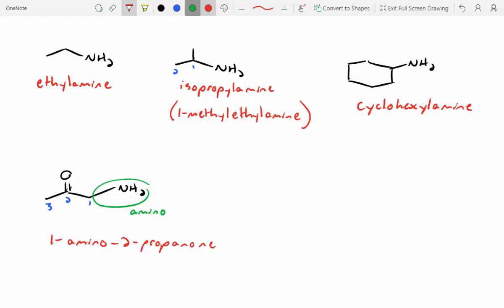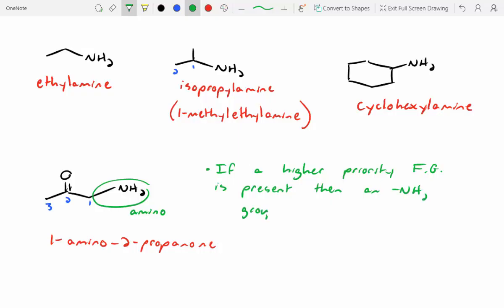So let's make a little note of that. If a higher priority functional group is present, then an NH2 group is called an amino substituent. Does that make sense? The ketone's higher priority than an amine, so that's going to take precedence when you're talking about the suffix for -one here.